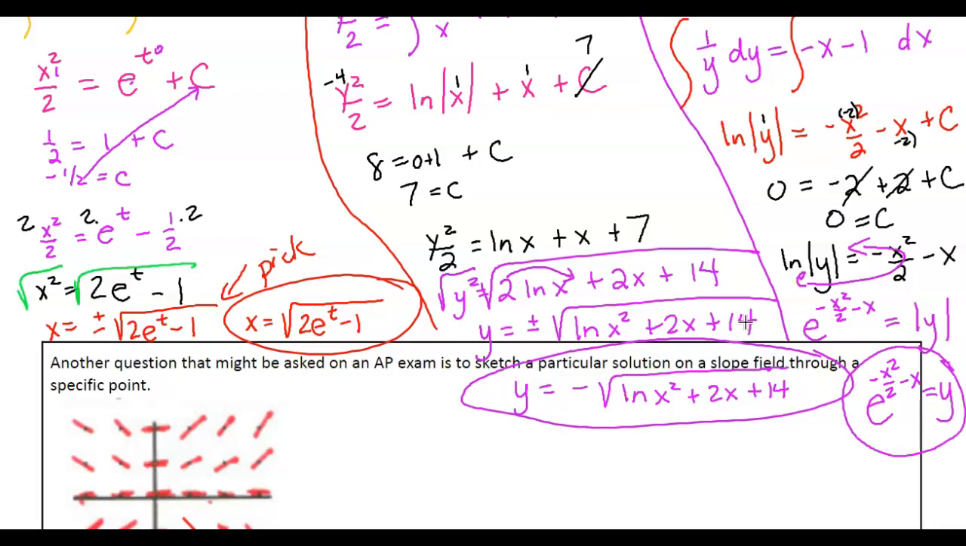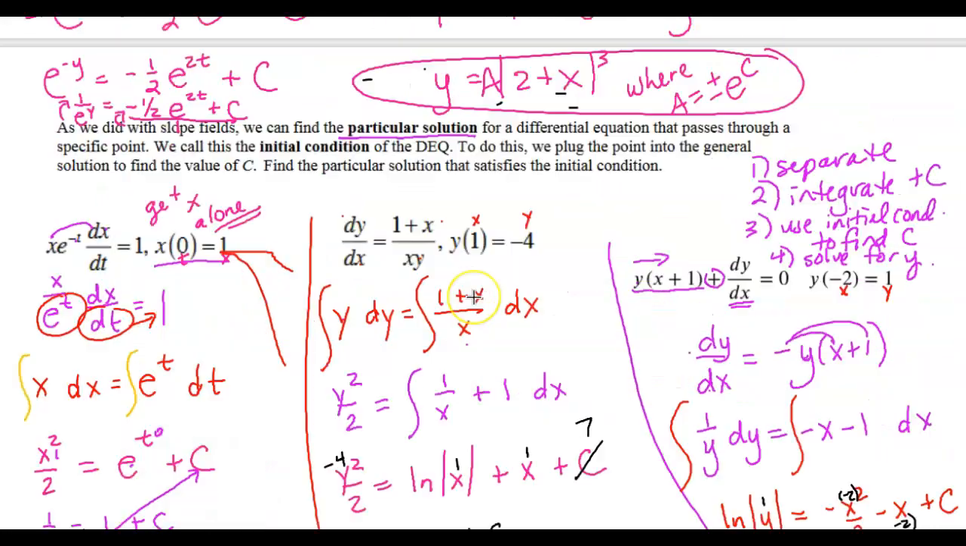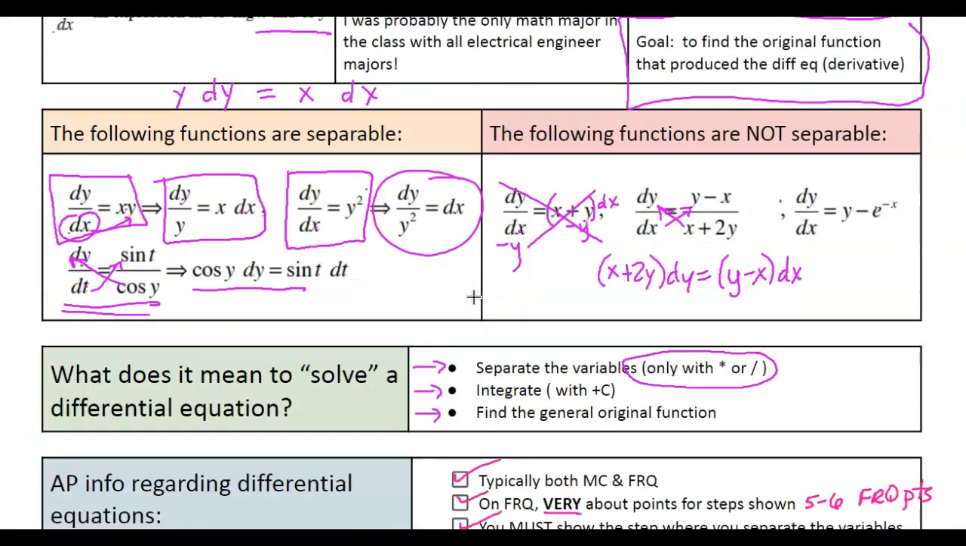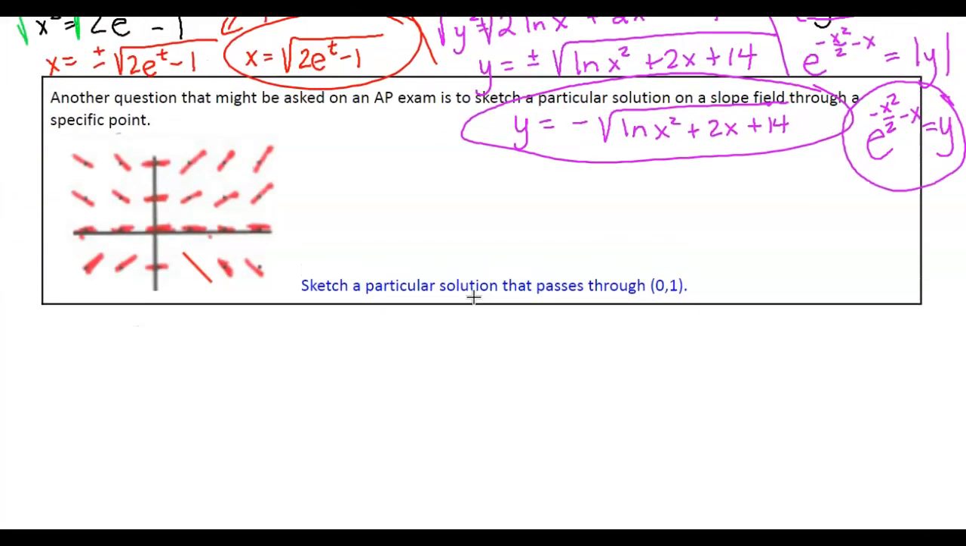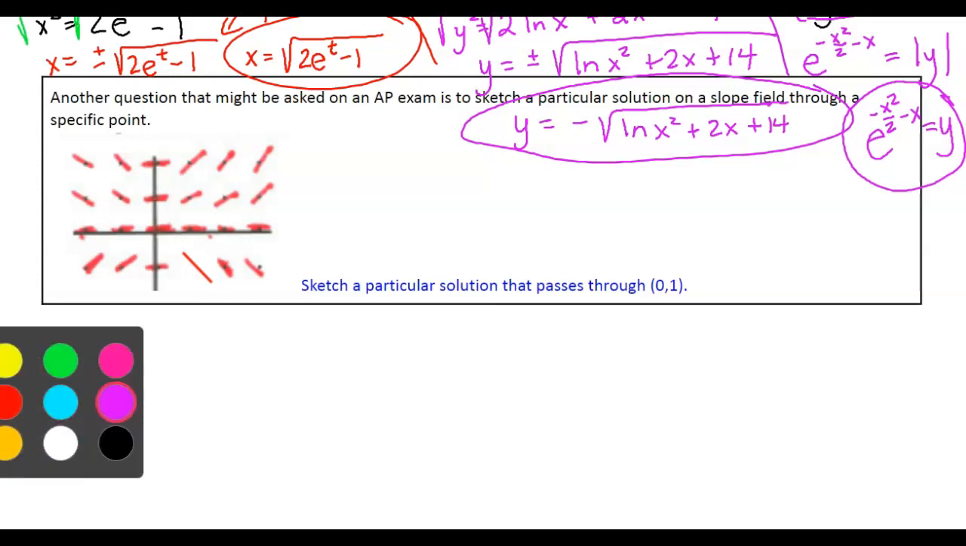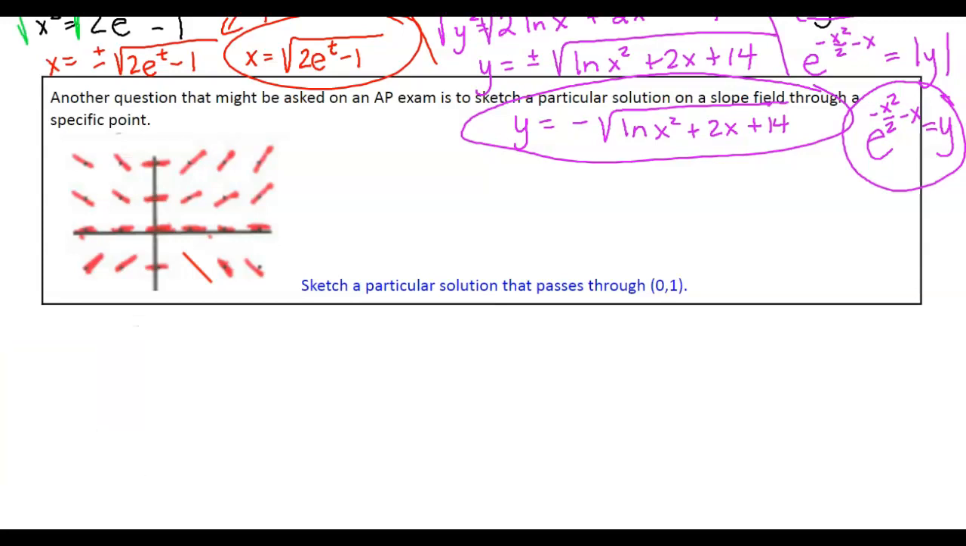Okay. All right, the last one kind of goes through what we did up here. Sorry, it was on the last assignment. It might say to sketch the particular solution on a slope field through specific points. So they gave you the slope field and it said sketch a particular solution that passes through 0, 1. So remember, you're going to use the slope field as a guide. It should hit 0, 1 exactly. And then you want to follow the slopes, okay?